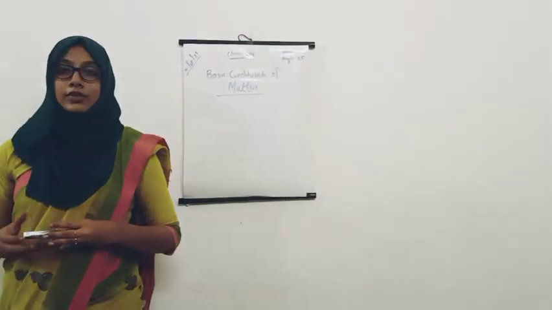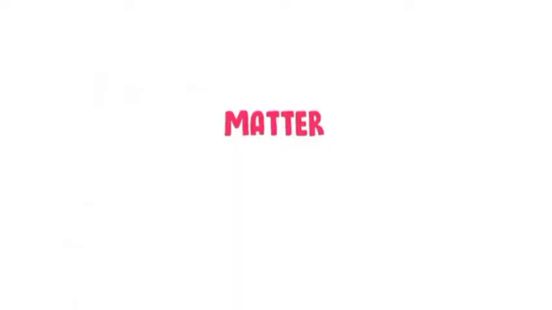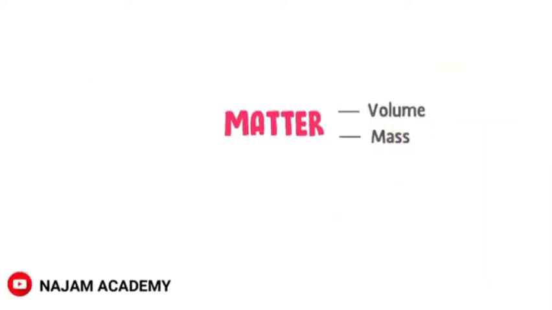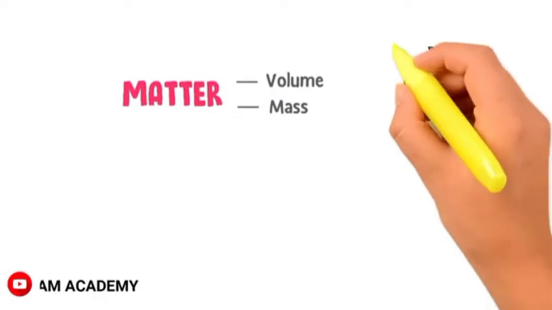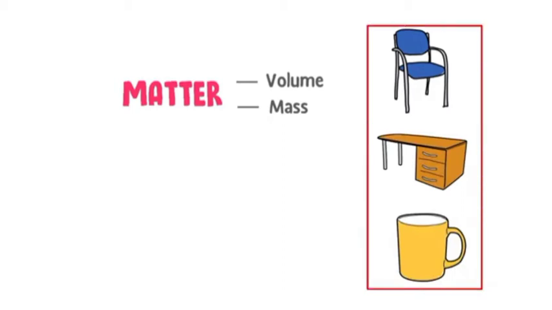Now we are going to the first activity. I will show you a matter. Well, we all know about matter. Anything which has volume and has some mass is called matter. For example, a chair, a desk, a cup, etc. are all matter because they occupy some space and have mass.